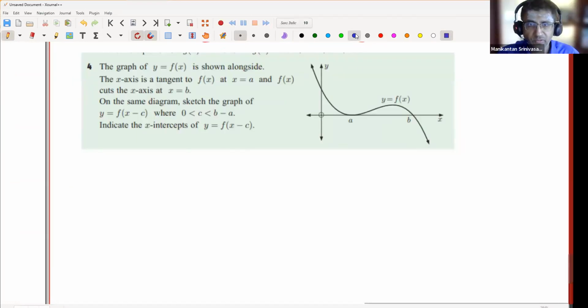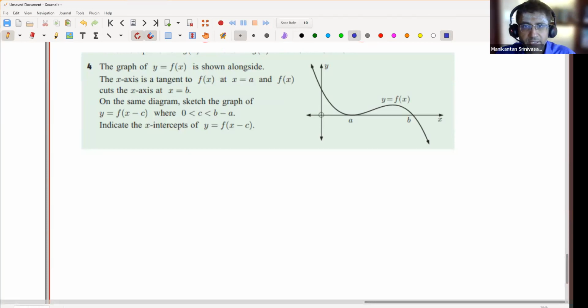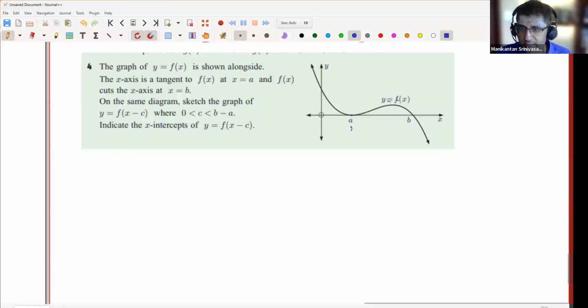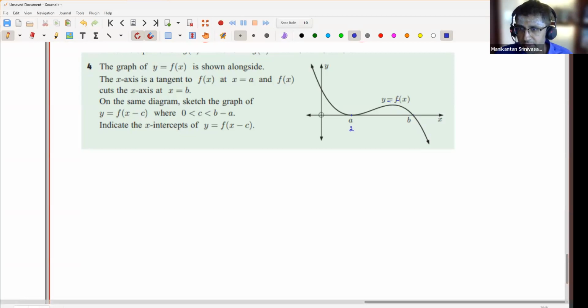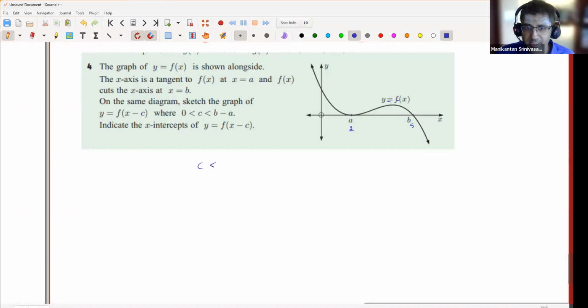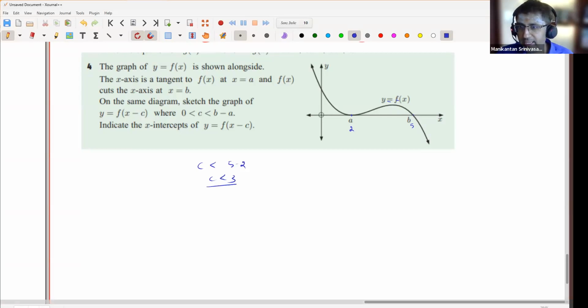Okay, so the graph of f of x is tangent at x equal to a and cuts the axis at x equal to b. As drawn in the picture, there's no surprise. Now, C is less than b minus a. Again, I'd like to think of some numerical value so that it's easy to understand. Say a is 2 and b is 5. Right now he's saying C is less than 5 minus 2, which means C is less than 3, which means C is smaller than the gap between a and b.